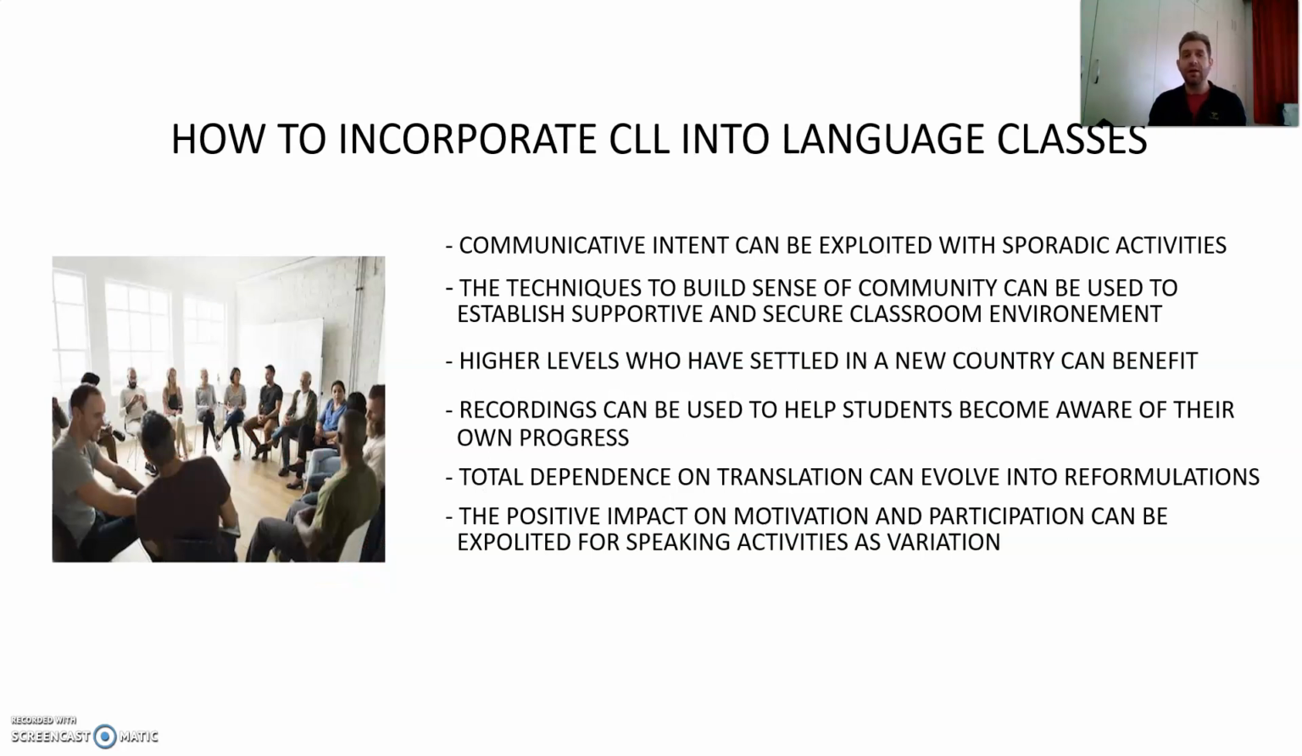So, of course, there are certain flaws, but does it mean that we should completely abandon community language learning? No, of course not. There are still ways to incorporate CLL into language classes. Well, first of all, communicative intent can be exploited with sporadic activities. You don't have to organize all the teaching around CLL, but you can still use it as an occasional activity. And the techniques to build a sense of community can be used to establish a supportive and secure classroom environment. And it's also good for higher level students who have settled in a new country.